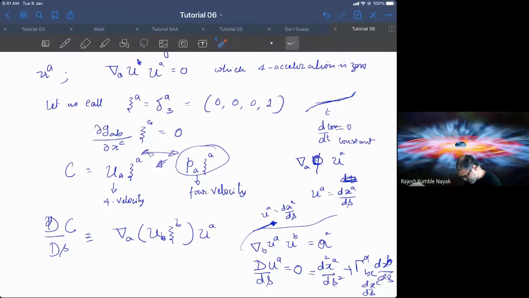Yeah, so let us go ahead. Is it clear, or is there still confusion about the directional derivative?